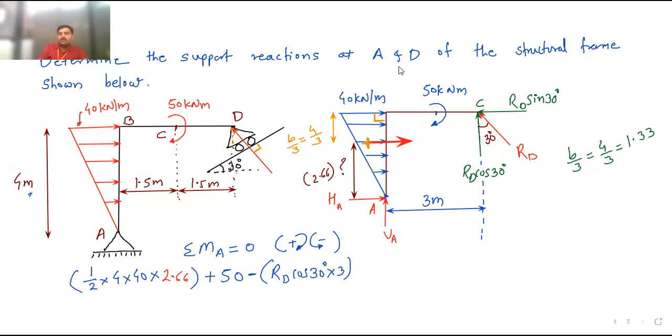Again, if you rotate this RD sin 30 about point A, it will rotate in anti-clockwise direction. So here, RD sin 30 into 4, this is also minus, which is equal to 0. Therefore, RD is equal to. Solve it and tell me the answer.